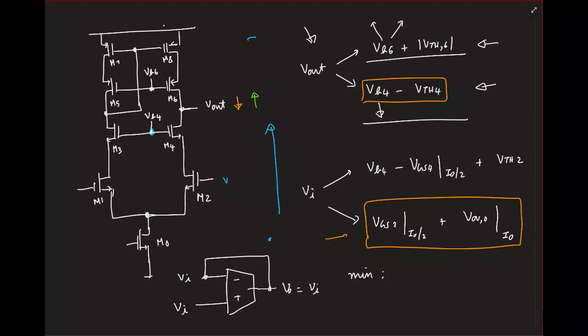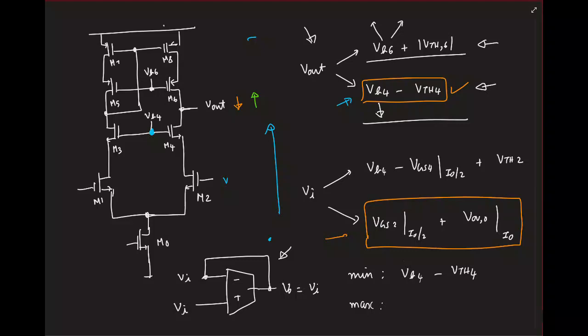So now can you say what will be higher? If you actually work out the ranges for VB4, you will find out that this guy will be the maximum. This will be the higher among the two. So the minimum output you can have when you put it in a unity feedback like this is VB4 minus VTH4. Again, I'm giving a qualitative reasoning, but if you want, you can actually work out the ranges for VB4 and convince yourself. So that sets one limit.